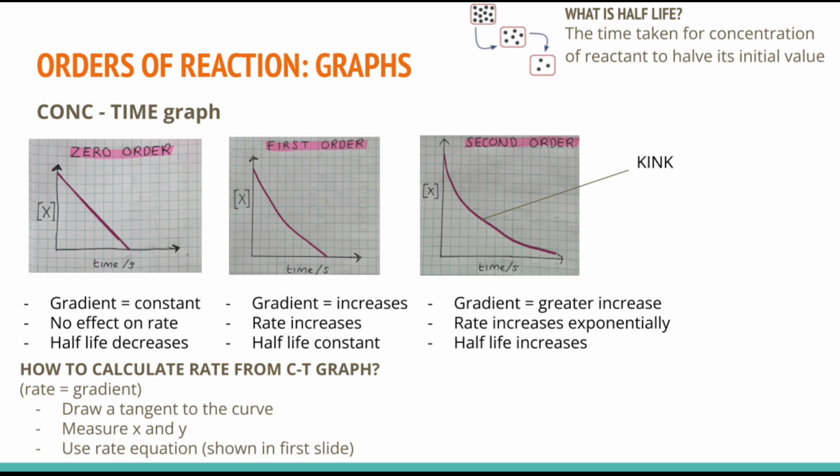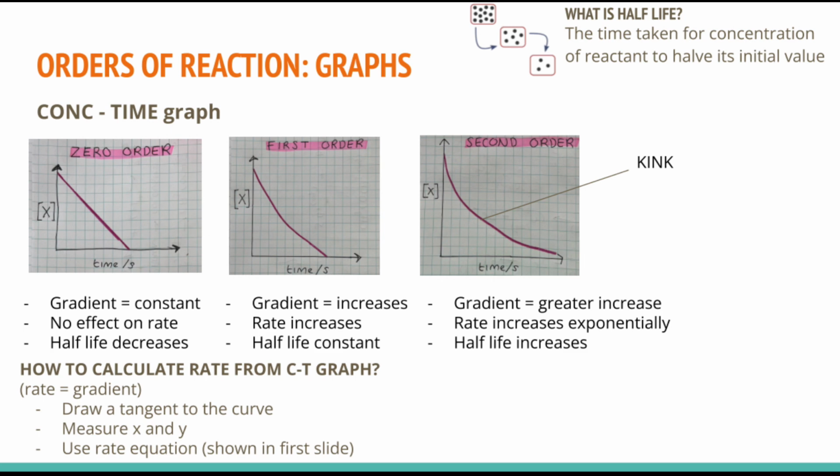So first order is when the gradient starts to increase. This means the rate increases as well and the half-life is constant in this case. And for the second order, you can see the difference between the first order and the second order because the second order has a kink in it, which is this extra bendy area. And then for second order, the gradient has a greater increase. The rate increases exponentially and the half-life increases instead.